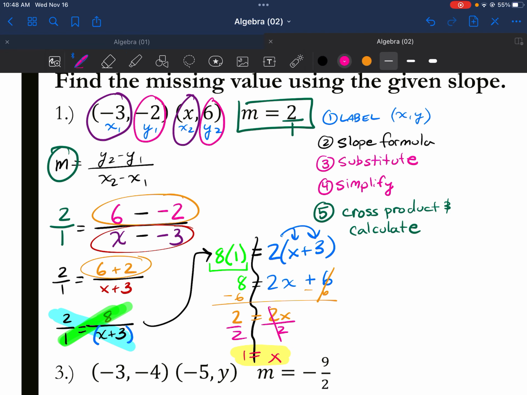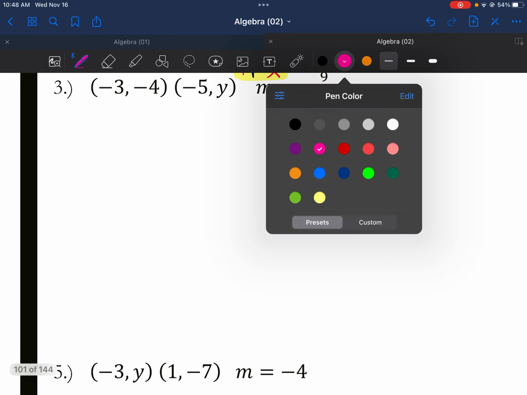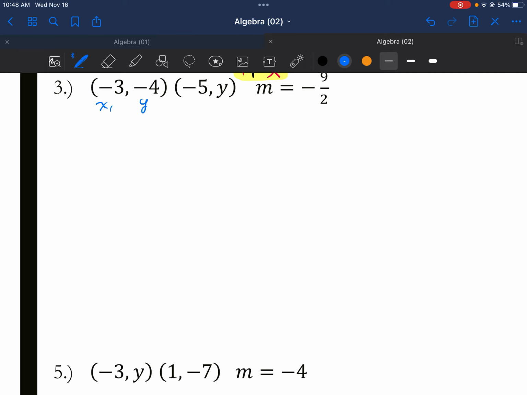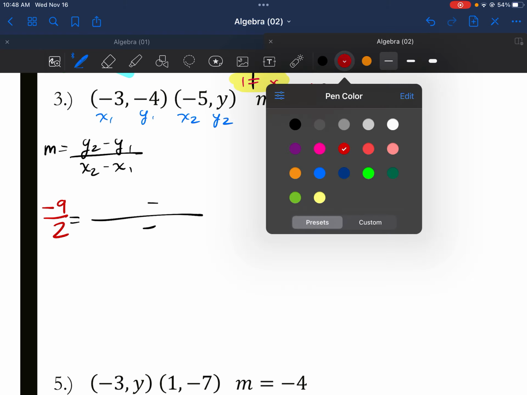Let's go ahead and try another one. We're going to skip right below it to number 3. First step, label my x1, y1, x2, y2. Write my formula. Set up so I can substitute. Now, pay attention to this because if you notice, our slope has a negative sign. I'm going to give the negative sign to the top. This way, when I go and do my cross product, I only use my negative sign once, and you want to make sure of that.